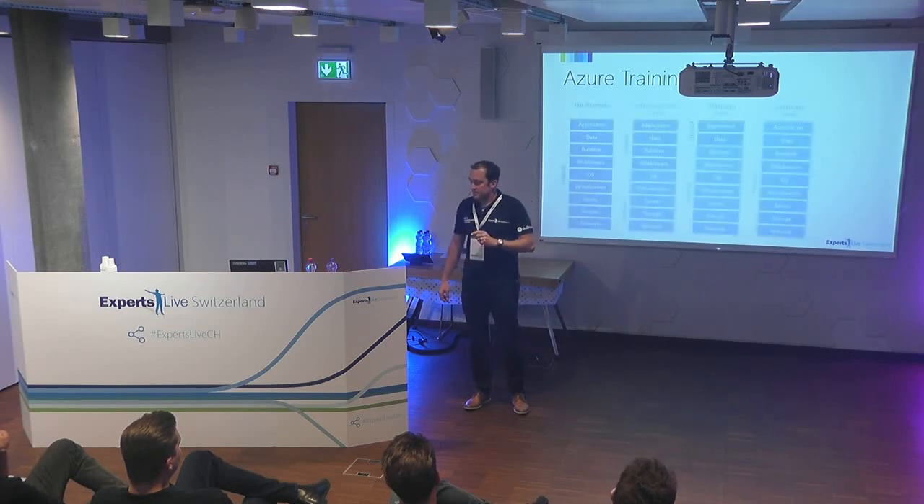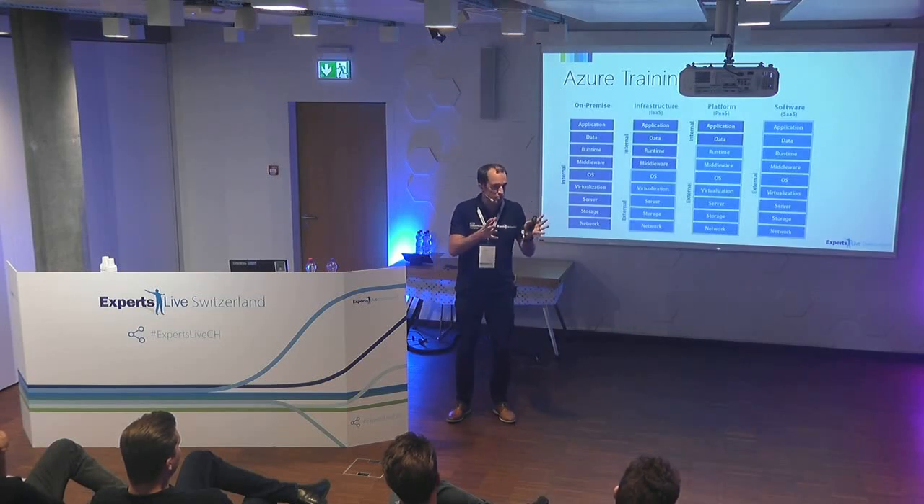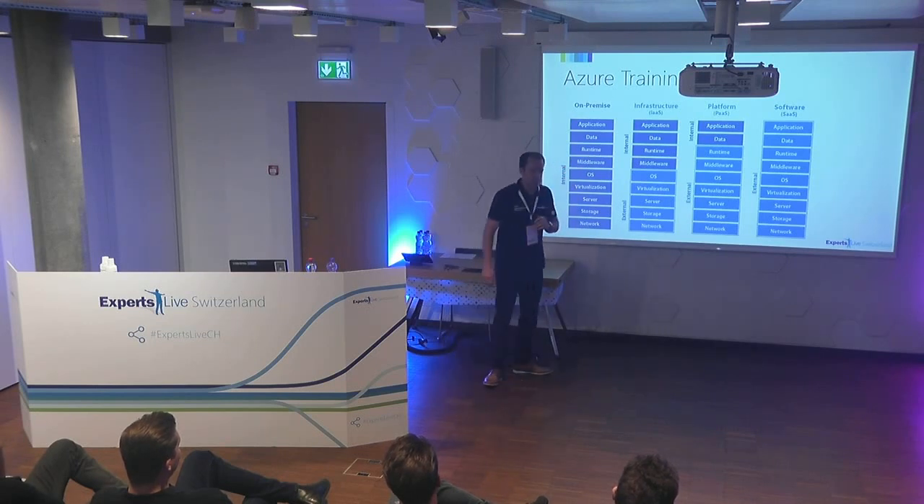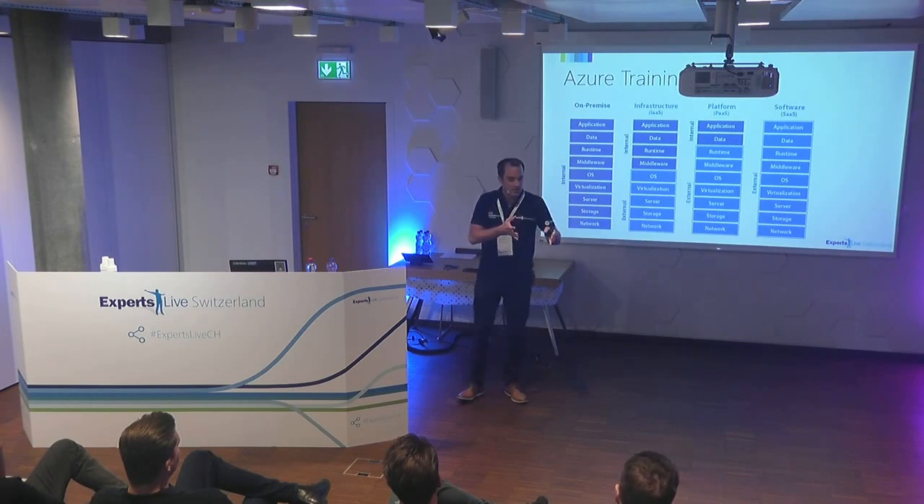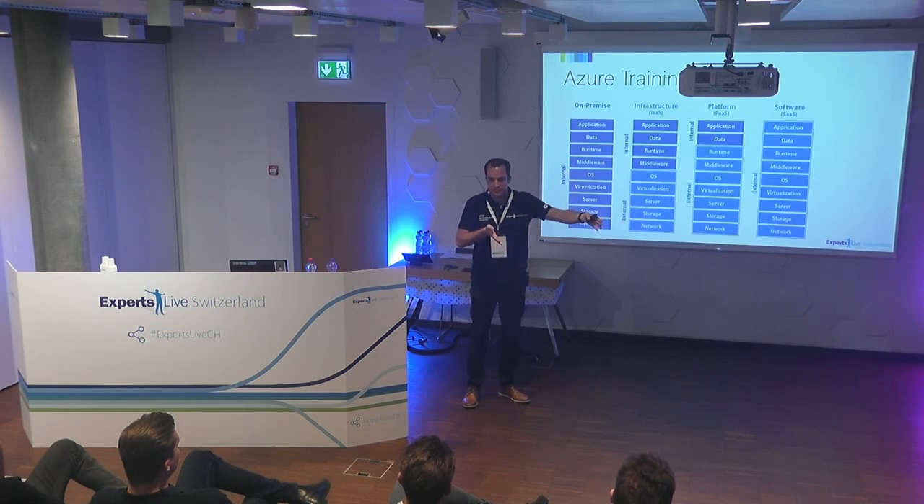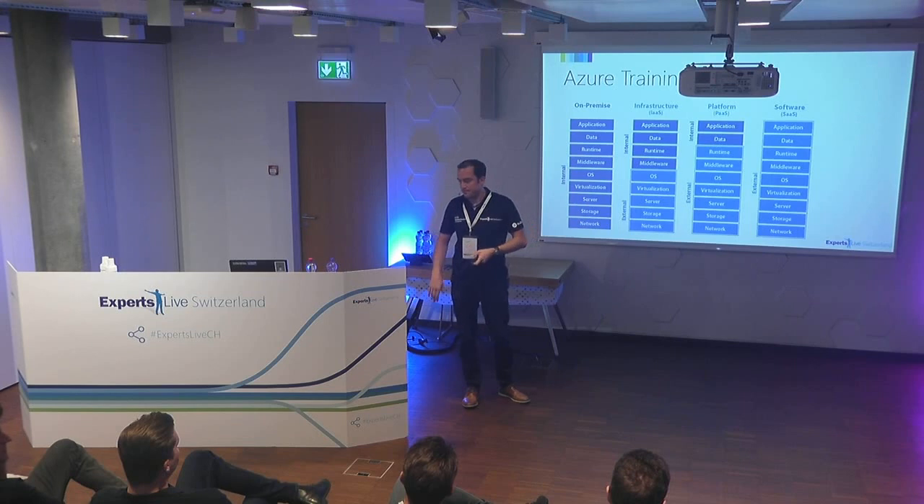Then the second slide is this one. There are different modes, different types of cloud computing you can do. You can move from on-premise to infrastructure as a service, to platform as a service, or to software as a service. And you can find your place on the spectrum there, depending on what you want to do yourself and what you want Microsoft to do.